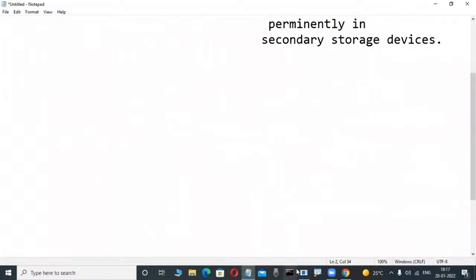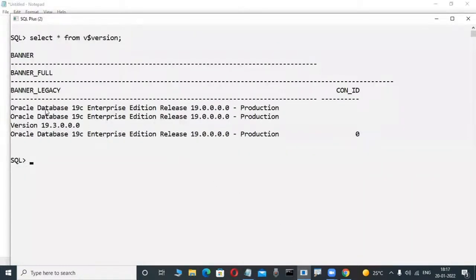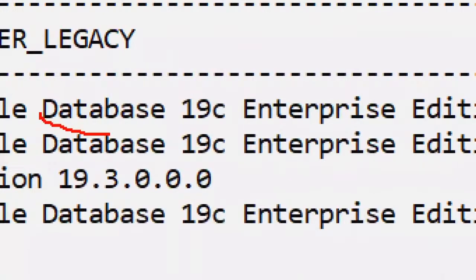Now check it out, concentrate here. For example, don't worry, suppose this is an Oracle database. Really, in my system, so many classes we are learning and teaching.